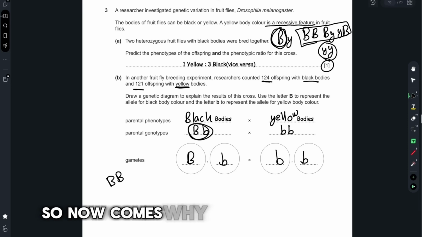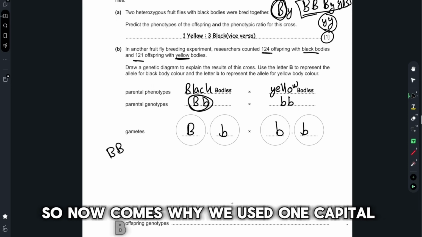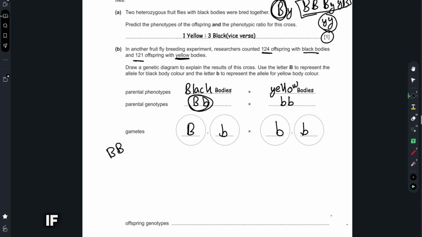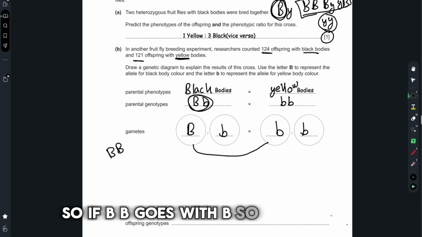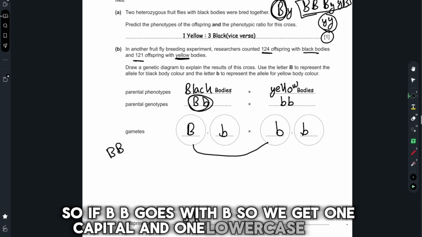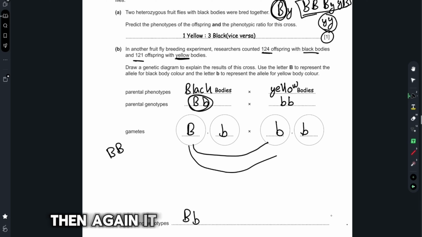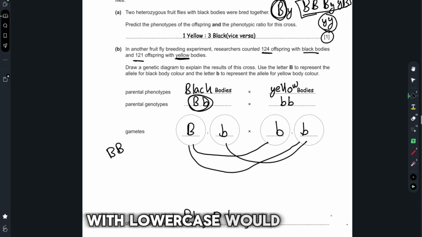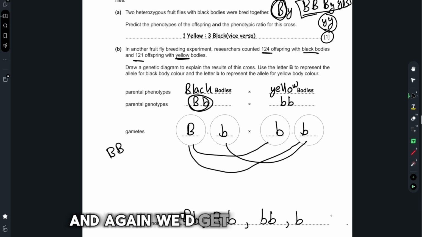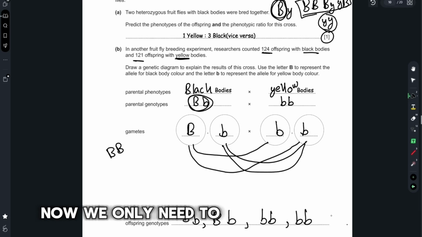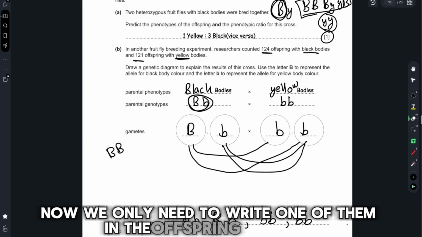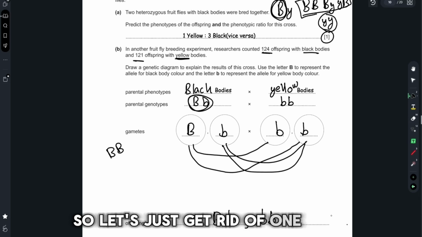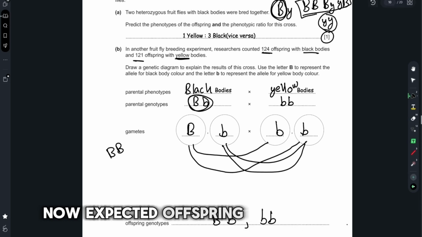So now comes why we used one capital B and one lowercase b. If we look at the offspring genotypes, if capital B goes with B, we'd get one capital and one lowercase. Then again it goes with the lowercase, so we get the same. And then lowercase with lowercase would get bb, and again we'd get the same. Now we only need to write one of them in the offspring genotype, so let's just get rid of one. Now, expected offspring phenotype ratio.